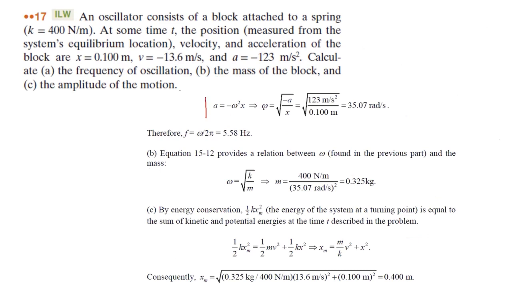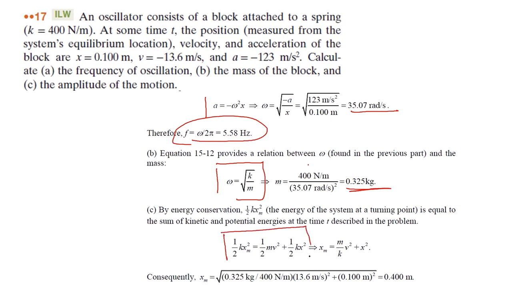So this is omega, and I get it in radians per second, and I divide by 2 pi, and I get my frequency. Once I get the omega, I know that mass is equal to k divided by omega square. So the mass of my block is 0.325 kilogram. And then finally, I use conservation of mechanical energy. I know k, I know m, I know v, I know x. The only unknown is x max.